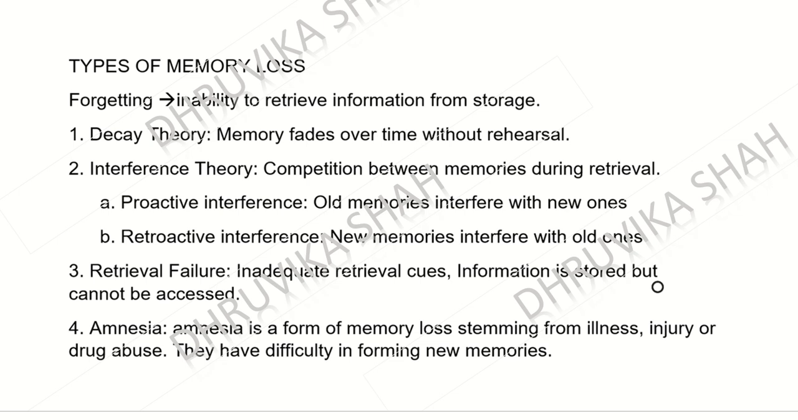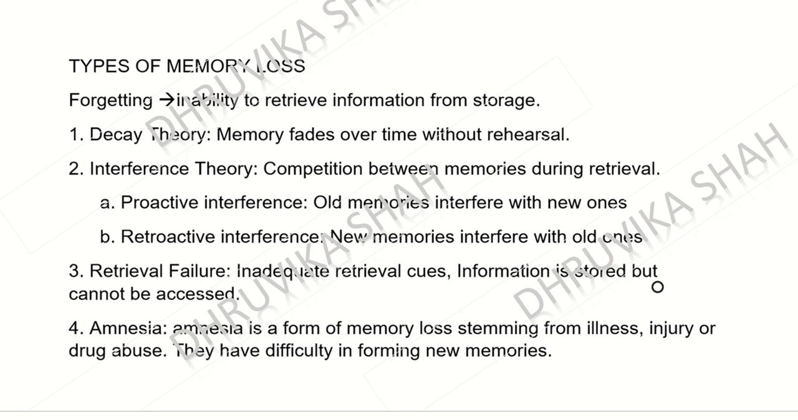Now, when there is retrieval failure, that is the third type. Retrieval failure is when you don't have enough hints or clues to access the information that is stored. That is retrieval failure. Then we have amnesia. It is a type of illness where you simply lose your memory because of some injury or drug abuse, and you also have problems making new memories.